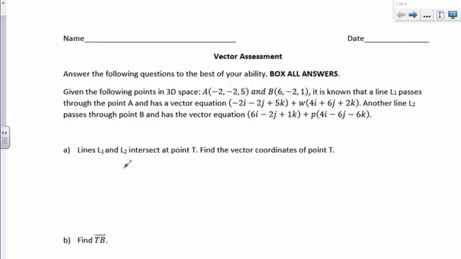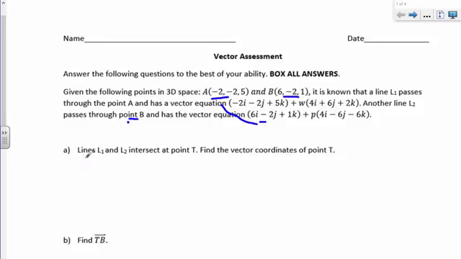It says here that given the following points in 3D space, so they give you a three-dimensional point and a three-dimensional point, it is known that the line L1 passes through point A and has a vector equation of this. So this is L1, and then there's another line L2 that passes through point B and has this vector equation. These two lines intersect at point T. Find the vector coordinates at point T. So basically, these two lines are going to intersect, so we have to figure out when that's going to happen.